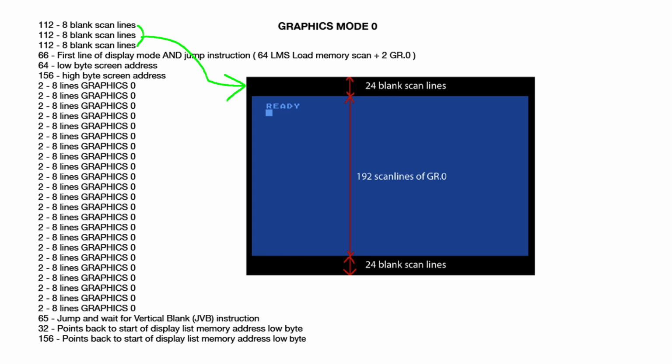Now let's refer back to our graphics mode 0 display list, and I'm going to refer to this diagram frequently as we're going to be talking about it a lot. You notice the first 3 instructions, and I'm going to start referring to these bytes as instructions to get that concept locked into your mind. The first 3 instructions are 112. So you've got a 112, a 112, and 112. Now let's see how Antic determines that 112 tells it to create 8 blank lines.